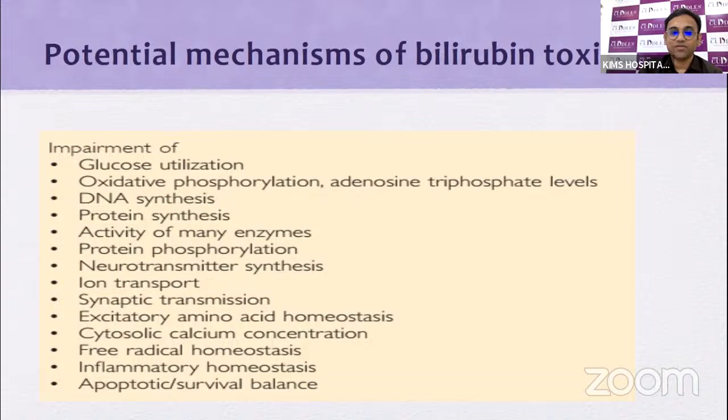And it can affect anabolism by affecting the synthesis of DNA and protein. It affects many enzyme activities. It also affects protein phosphorylation and neurotransmitter synthesis. As the energy is depleted, it affects ion transport and synaptic transmission. There is dysregulation of excitatory amino acid homeostasis, more cytosolic calcium concentration, and more free radical injury can happen. And there's more inflammatory dysregulation and apoptosis, and the survival balance will be affected, making the cells more prone for apoptosis.